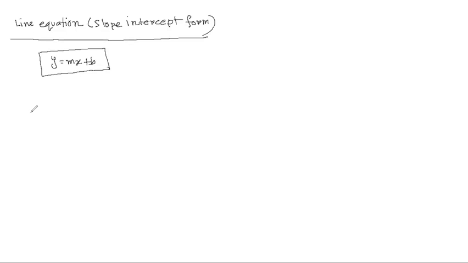Before we go into detail on y equals mx plus b, I'll talk about what the x-intercept and y-intercept are, just for a review. The x-intercept is when y is equal to 0, and the y-intercept is when x equals 0. So we'll represent that in graphical form.